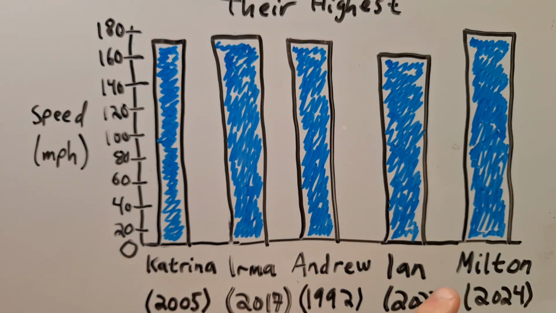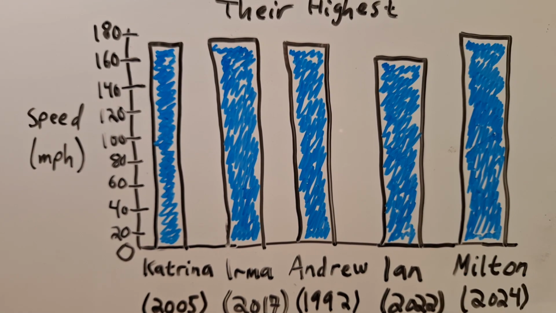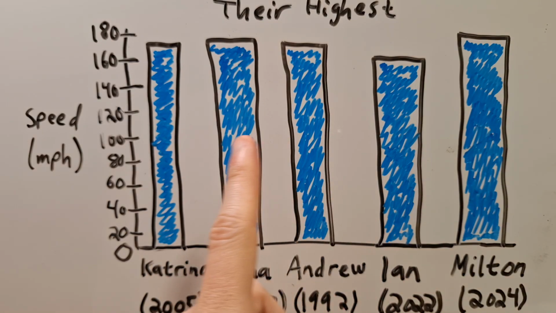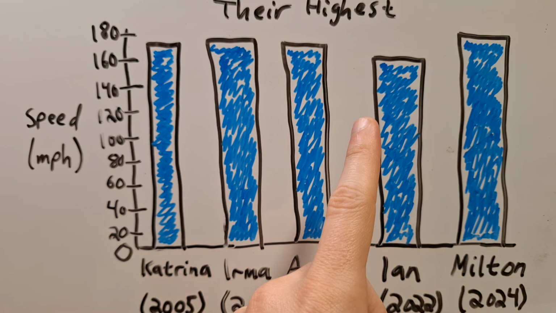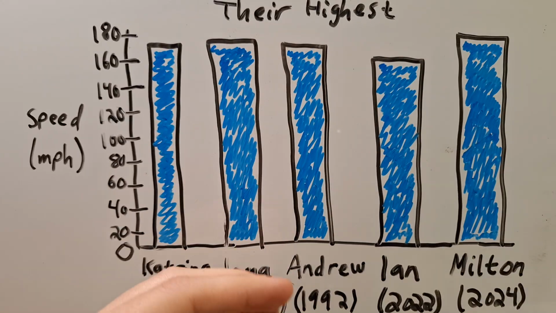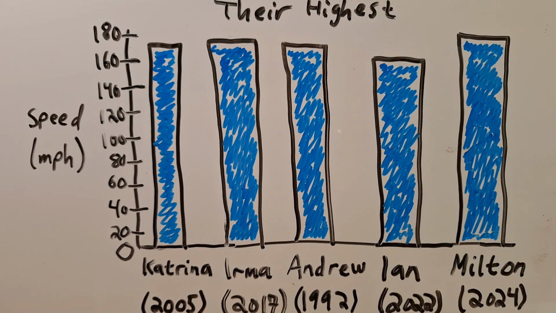I had the names of the storms and then the years that they made landfall. So we're looking for, again, the lowest and highest wind speed. If I look at each of these graphs, it looks like Hurricane Ian has the lowest compared to the other 4. And it looks like Hurricane Milton had the highest increment. So that will be the answer to the first question.